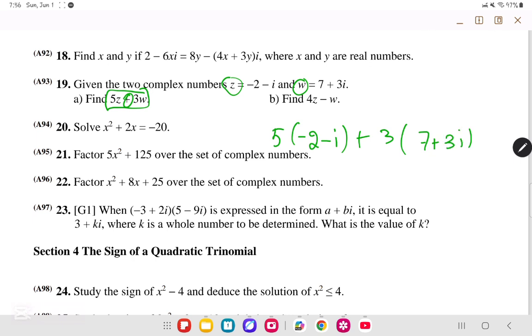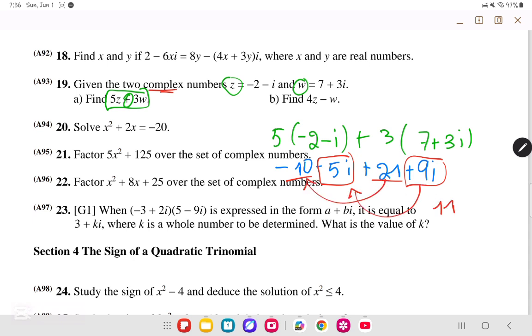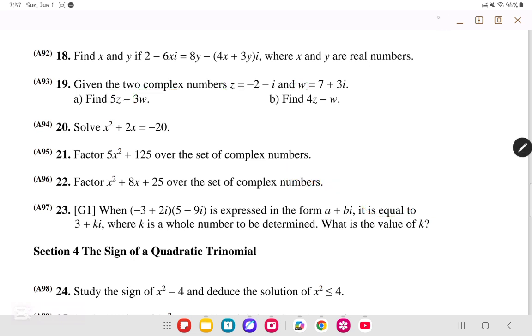So let us then expand. It's going to be minus 10 minus 5i plus 21 plus 9i, okay? And now you just need to add the real number with the real number and the imaginary number with the imaginary number. You can say imaginary, or it's preferable to say complex, okay? So if you add this and this, you're going to get an answer of 11, and if you add this and this, you will get an answer of 4i. So for part A, the final answer is 11 plus 4i. We move on to part B.